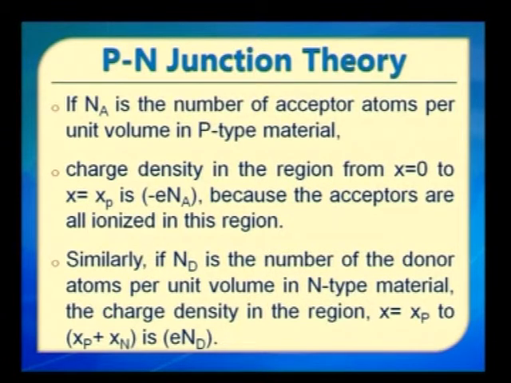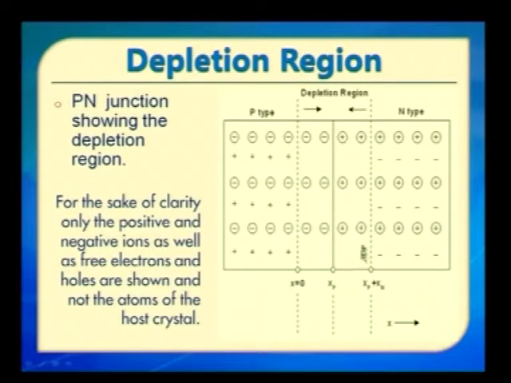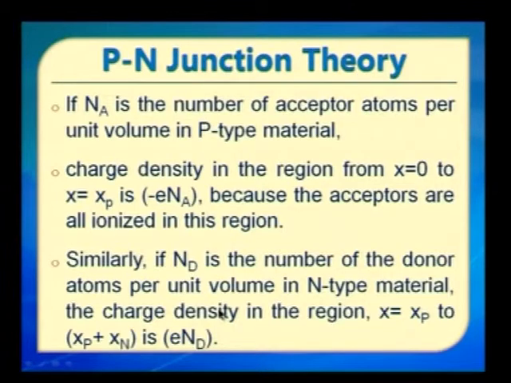Similarly, if N D is the number of donor atoms per unit volume in n type material, the charge density in the region x p to x p plus x n is plus E into N D, because you have got positive ions. I will show you here, you have got positive ions on this side, and the charge density in this region will be given as E times N D, right. This is what you have, the charge density in the region.